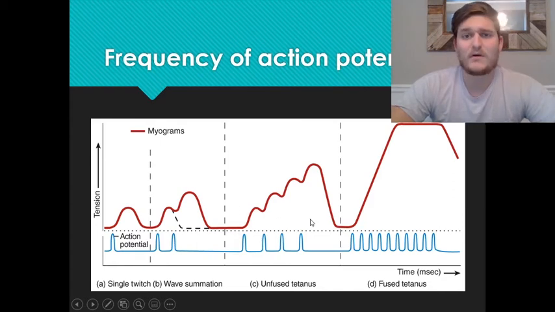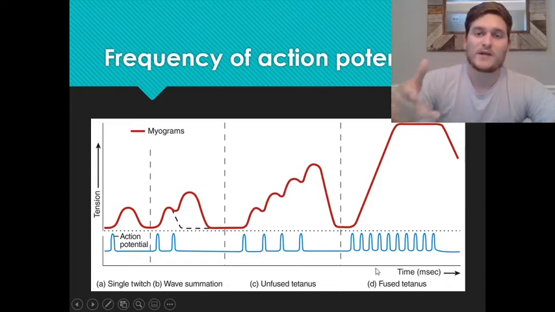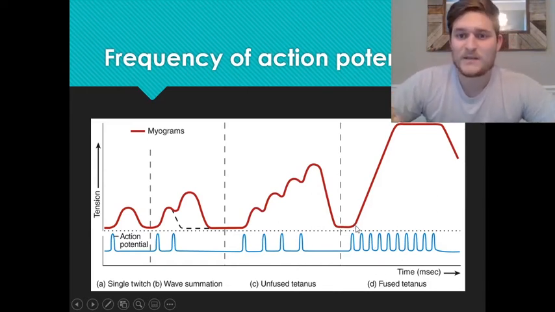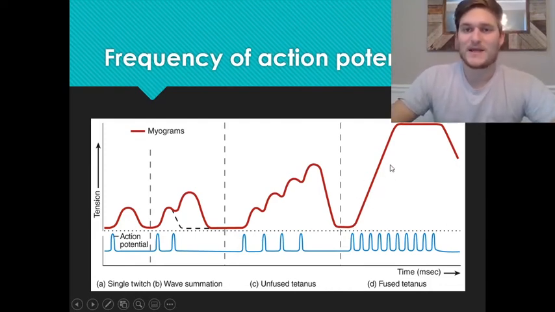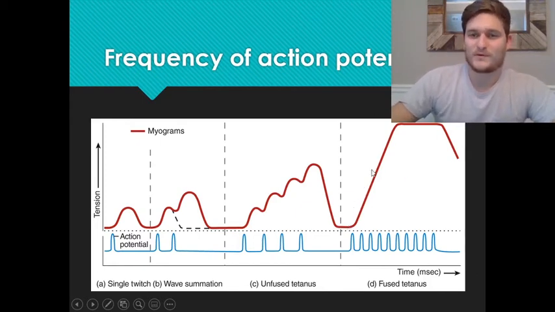But now these are all unfused contractions. You could tell by the little dips that are still occurring as this fiber is contracting. But if you send action potentials at a high enough frequency, fast enough, then these twitches are going to fuse, and that's what we call a fused tetanic contraction. And this is how most of our skeletal muscle movements are day to day, right? We rely on these tetanic contractions for the muscles to produce force.